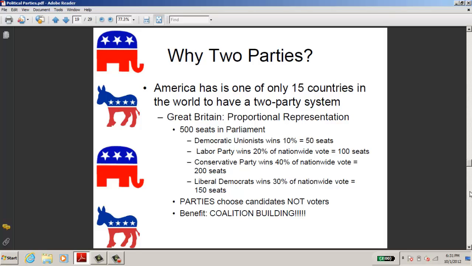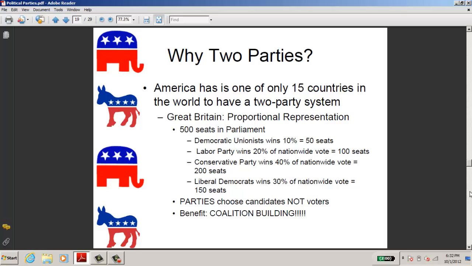Well, let's take a look at Europe again. In Europe, and not just Great Britain, but many European countries, you have a system called proportional representation. And this is how their elections are run. So if there are 500 seats in Parliament, and think about Congress, we have 435, so relatively equivalent. Remember, in a parliamentary system, people vote for the parties. They don't choose the individual candidate.